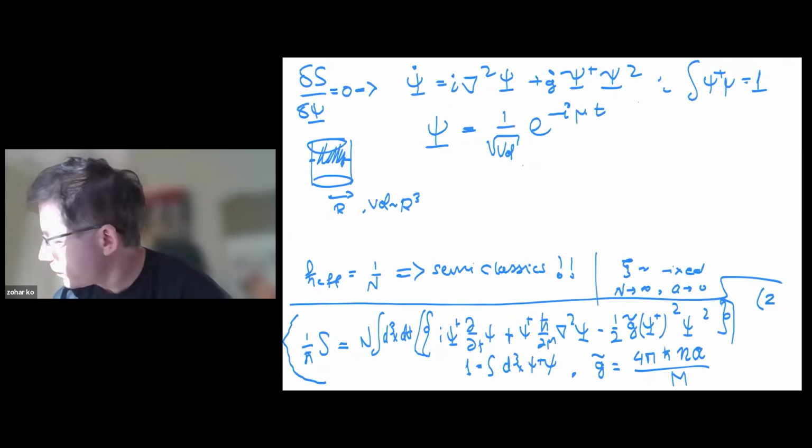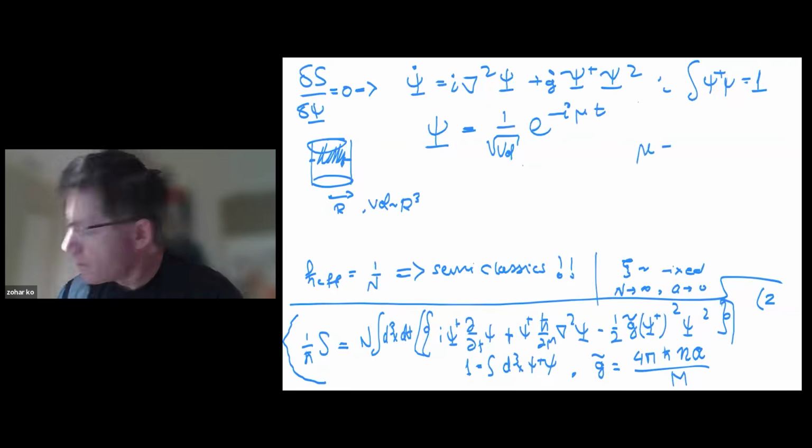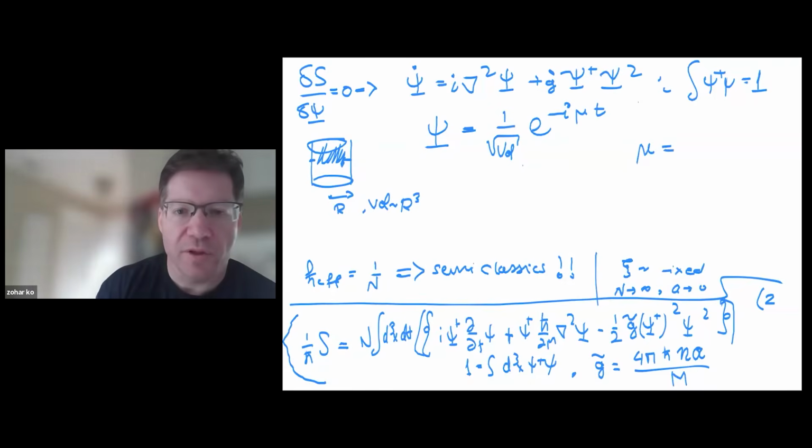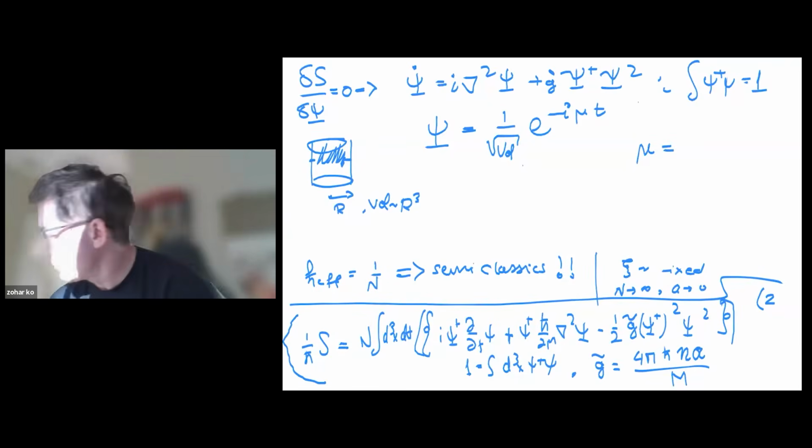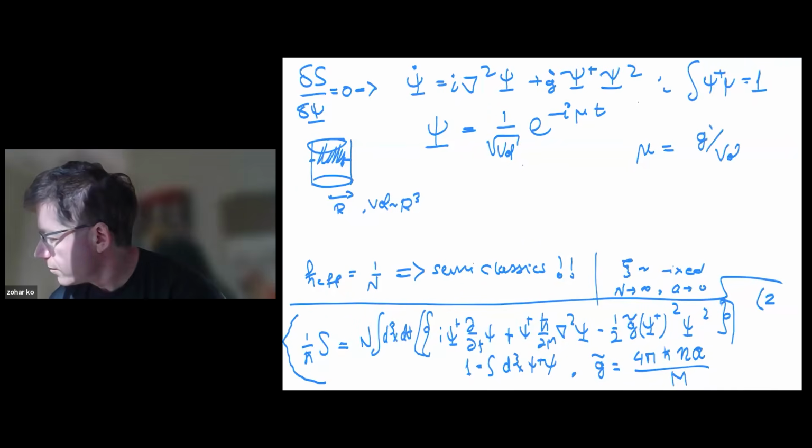So mu is not a free parameter. You have to satisfy the nonlinear Gross-Pitaevskii equation. So therefore you have to balance this cubic interaction with the time derivative. Therefore mu is not a free parameter. It's g prime by V. Okay?